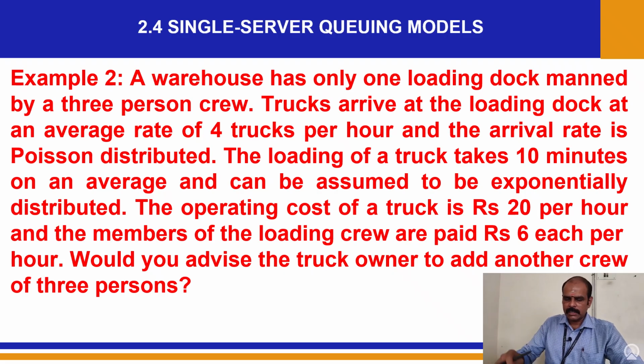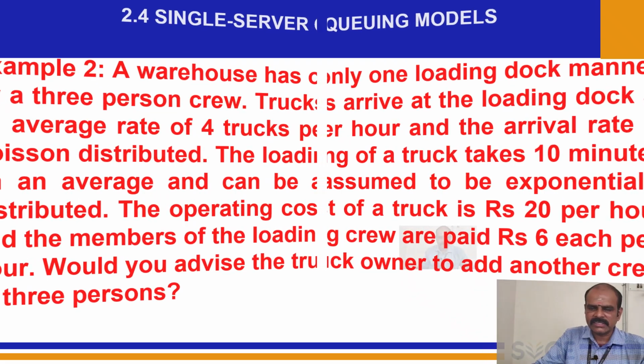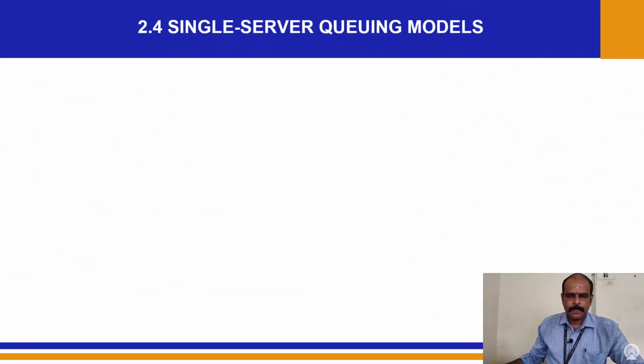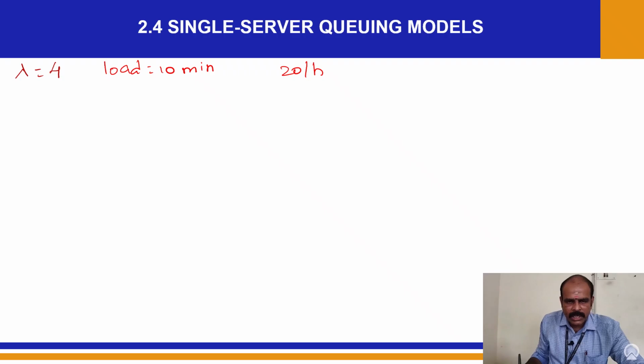Okay, so I'll just go to a fresh slide. So we'll solve. Lambda is given as 4. The loading time is given as 10 minutes. Then the payment amount is 20 rupees per truck. Then 6 per hour is for the crew, that is for the men.